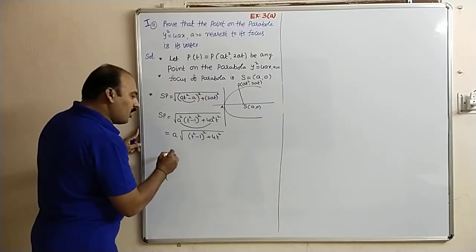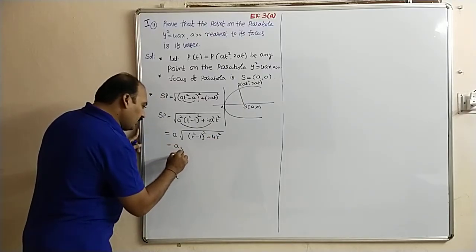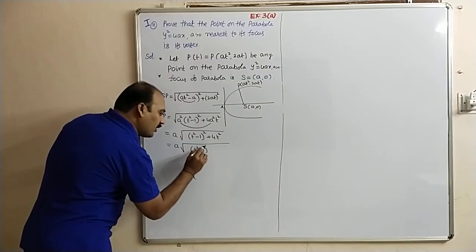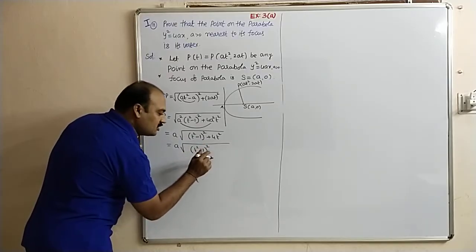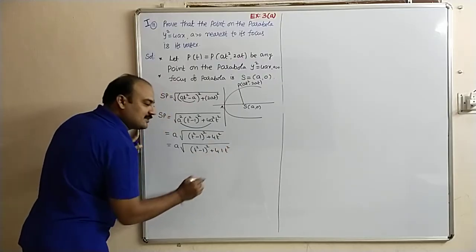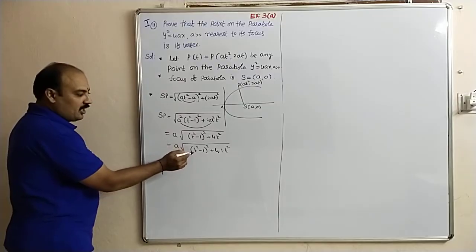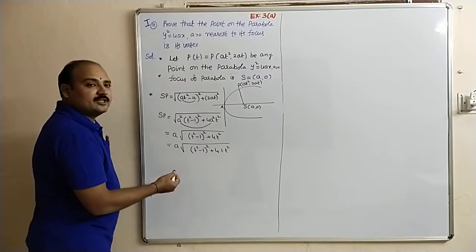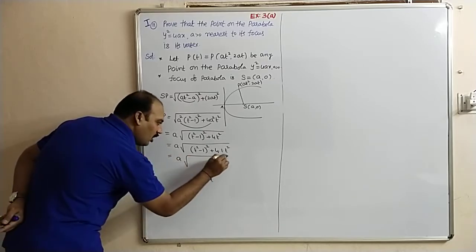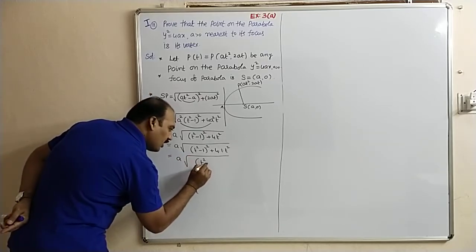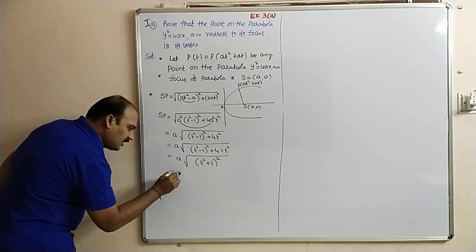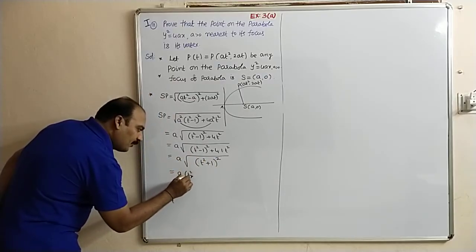It is in the form of a into square root of (t square minus 1) whole square plus 4t square. It is looking like (a minus b) whole square plus 4ab, 4 into 1 into t square. Can we write like this now? It is in the form of (a minus b) whole square plus 4ab. It is equal to (a plus b) whole square, which is equal to a into under root of (t square plus 1) whole square. Root square cancel. We will get as a into (t square plus 1).